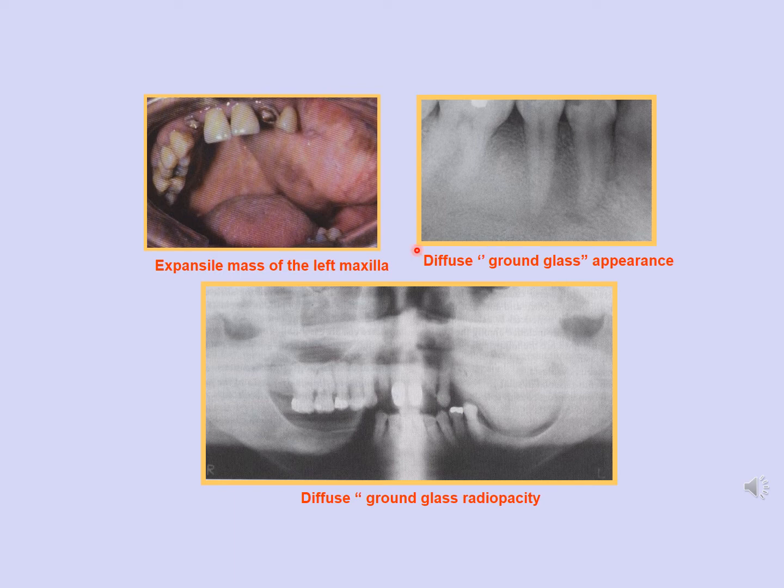So here we have a case. There is an expansile mass of the left maxilla that we are seeing, right? When there's a swelling like this, definitely there is discomfort in eating, chewing, swallowing, as well as speech, and then the patient turns up to a dental school or to a dental practitioner. After clinical examination, when you do the radiographic examination, you notice that there is a diffuse ground glass appearance. Again, on OPG also, you're able to see a diffuse ground glass appearance that is very clearly evident, and our provisional diagnosis would be fibrous dysplasia.